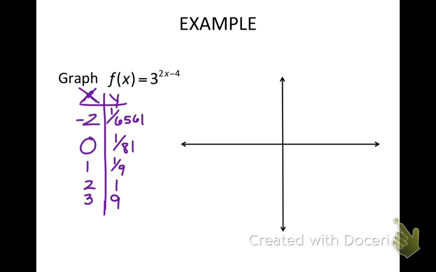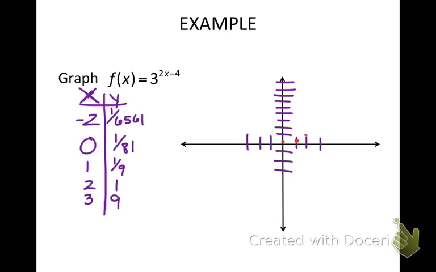So let's go ahead and plot those. It looks like I have to go up to 9 on my y-axis. 1, 2, 3, 4, 5, 6, 7, 8, 9. All right, let's start with 0 and 1 over 81. I don't know, I'm going to eyeball it. I'm going to say that's pretty darn close to 0. That looks about good. 1 and 1/9, maybe right about there.